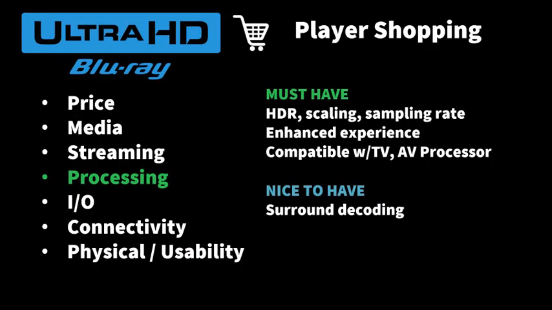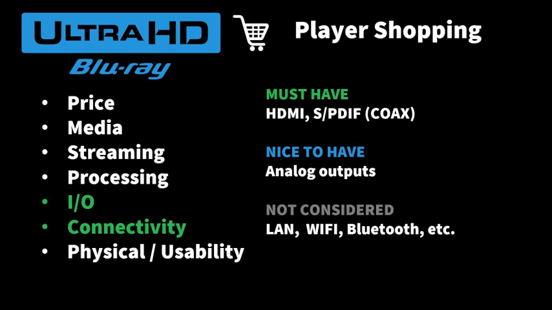For processing, we're looking for HDR, scaling, sampling rate handling, and other processing capabilities that will improve the experience and be compatible with my TV and AV processor. Surround decoding is a nice to have. Mainly, it's there to bridge the gap until I can upgrade my AV processor. For I/O, HDMI and SPDIF interfaces are a must for my setup. Analog outputs are not critical with this digital source player, as I can convert downstream.